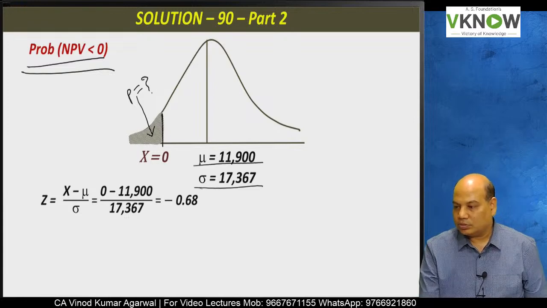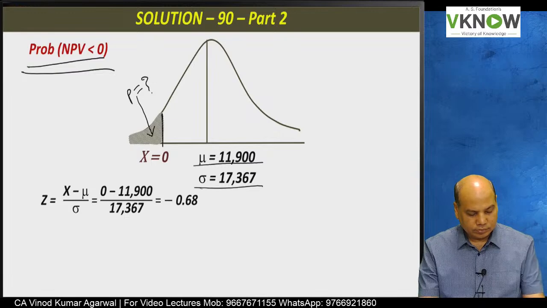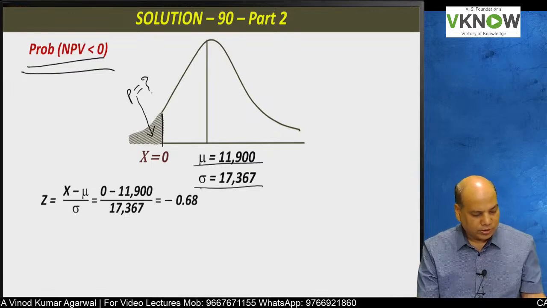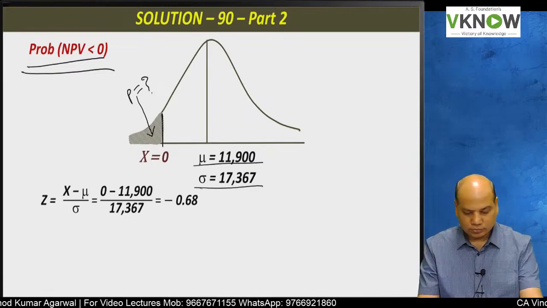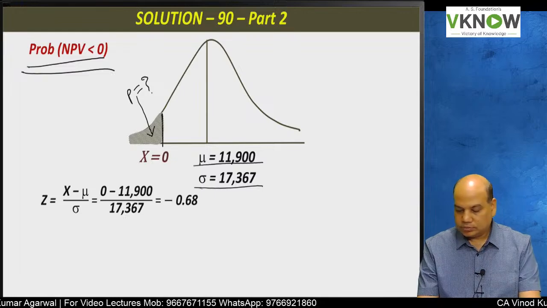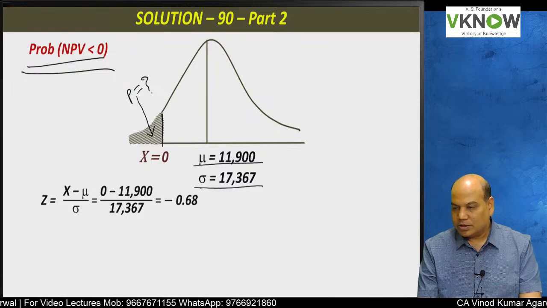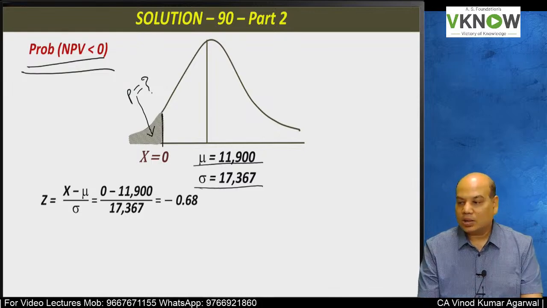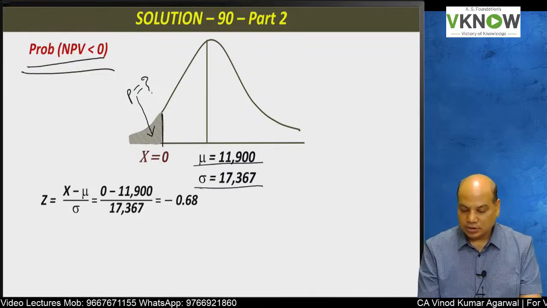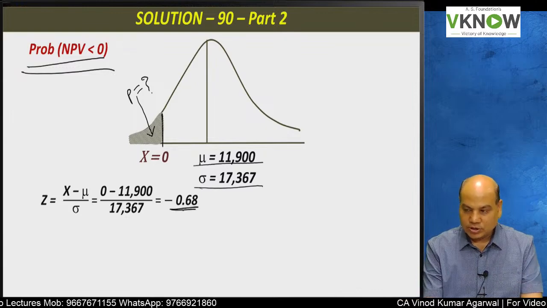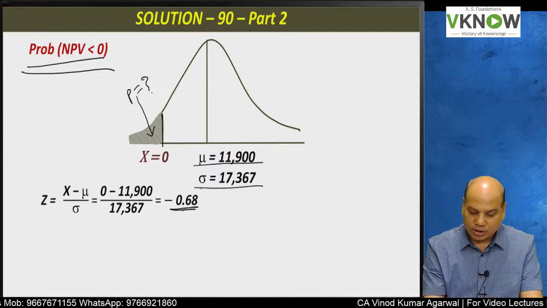Z is equal to (x minus mu) upon sigma. X is 0, minus 11900, upon sigma 17367. You are getting minus 0.68. Minus sign indicates you are on the left side of the mean.